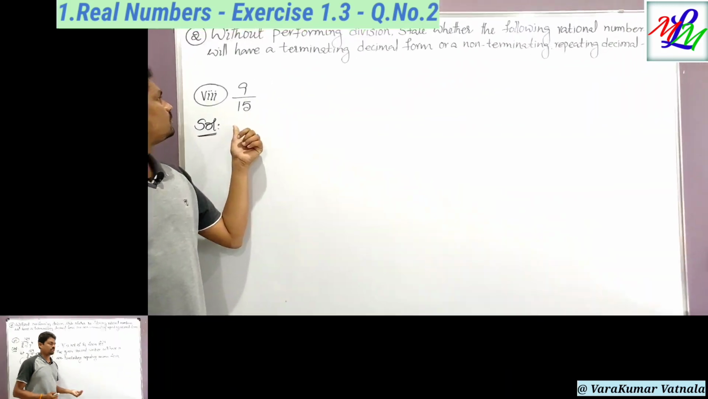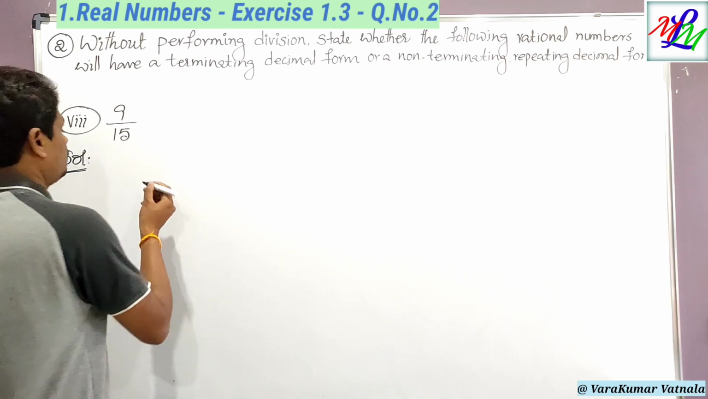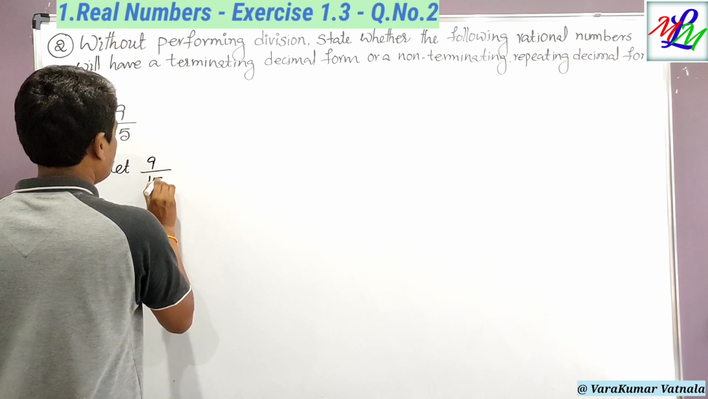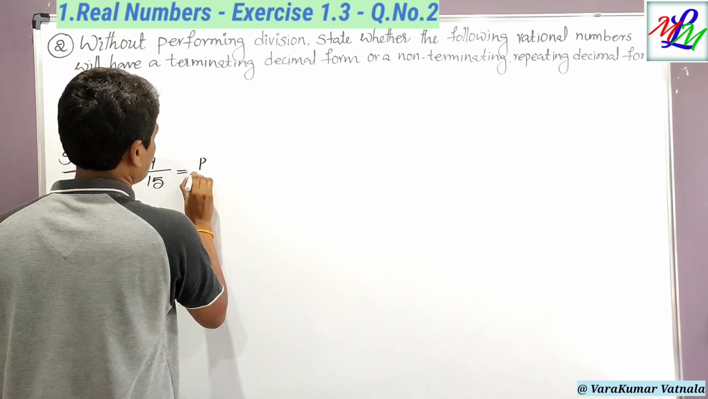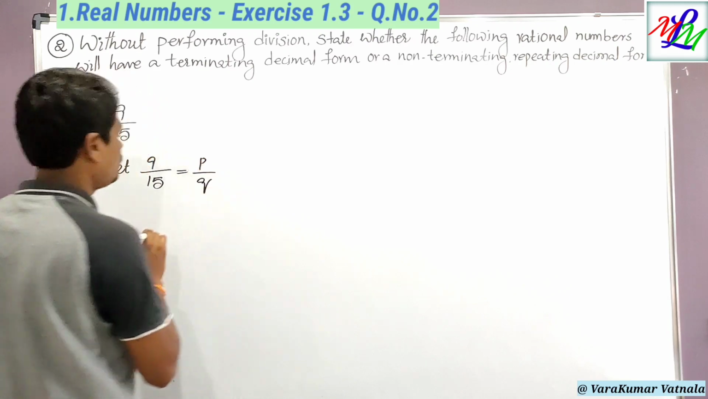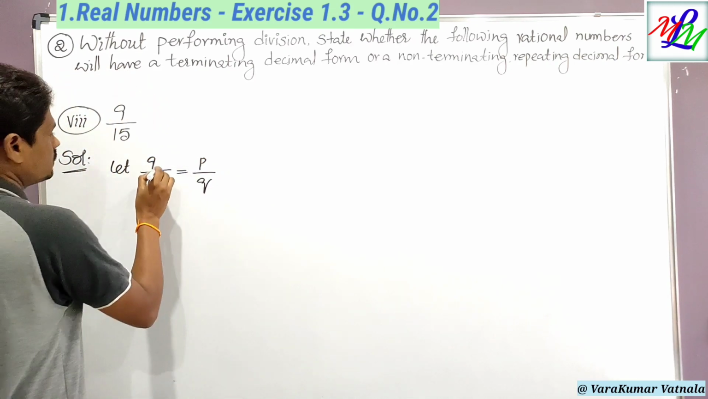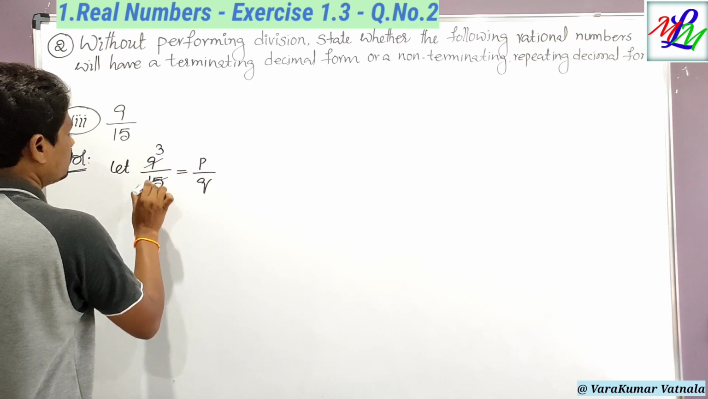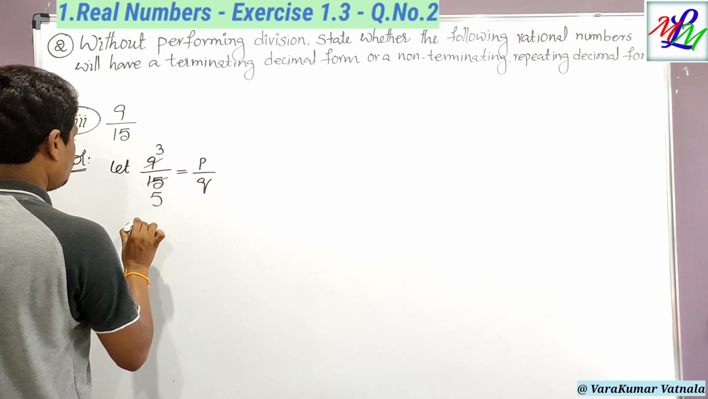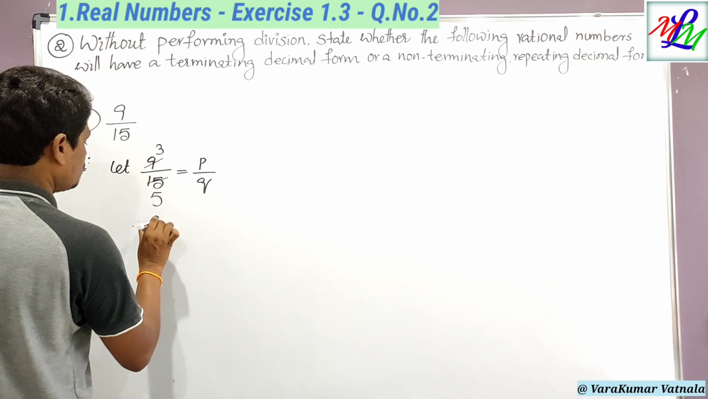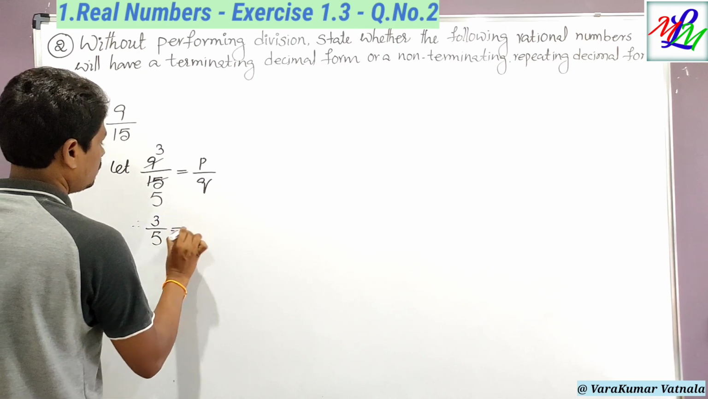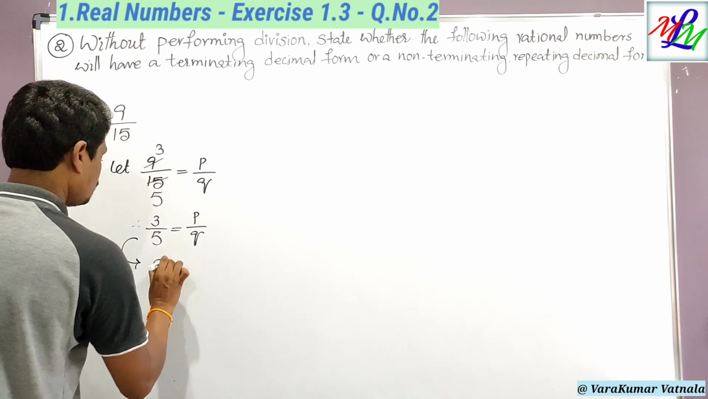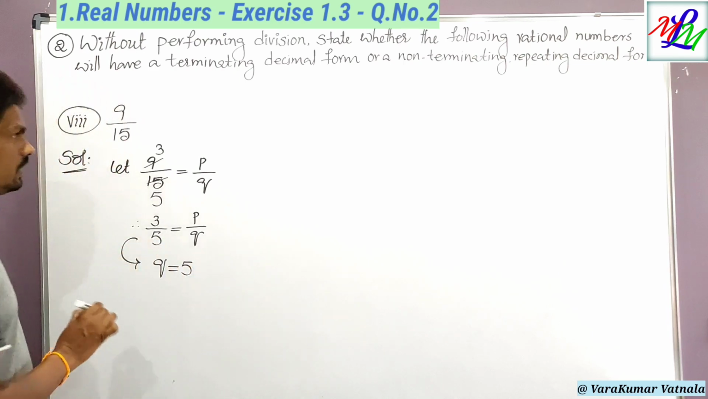Next we have to solve 8th bit. 9 by 15. So let 9 by 15 is equal to p by q. So now we have to observe whether there are any common factors here. So yes, there are common factors. So 3 3s are 9, 3 5s are 15. Therefore here we can get 3 by 5 is equal to p by q. So from this we can write q is equal to 5 only.